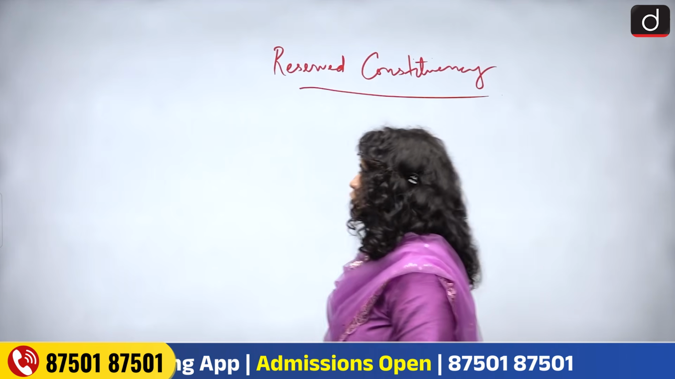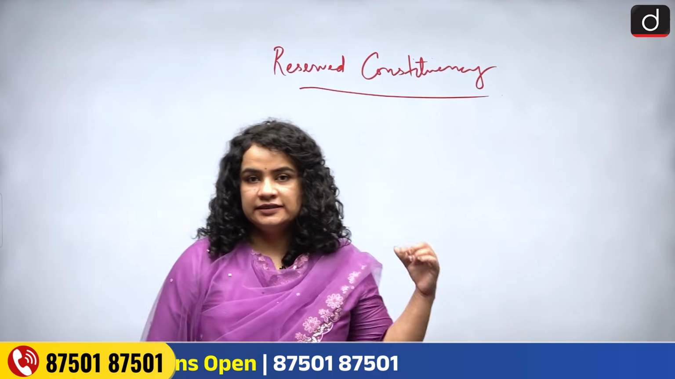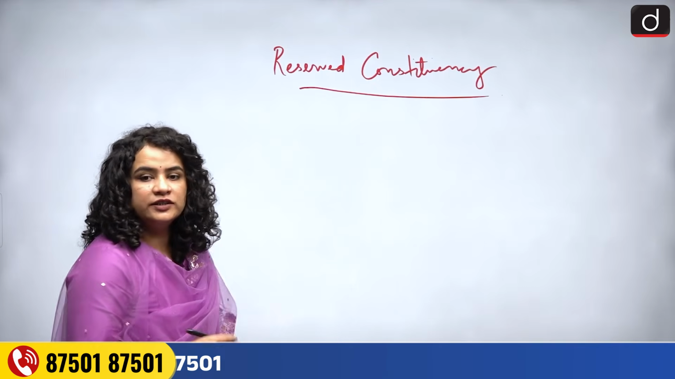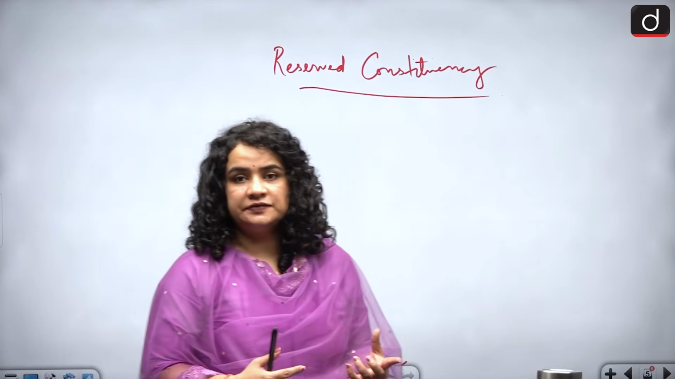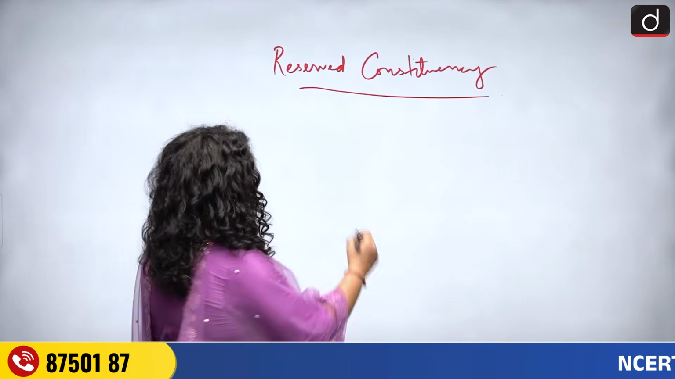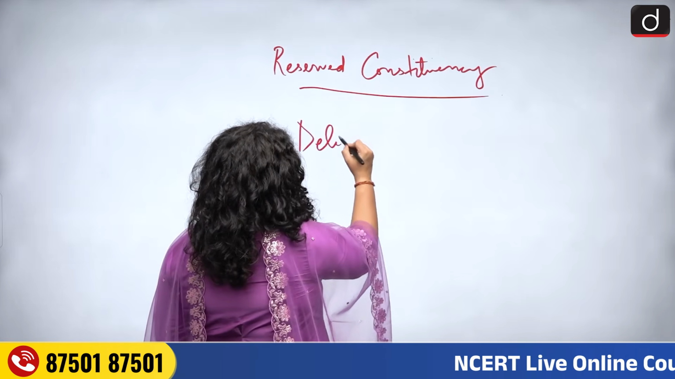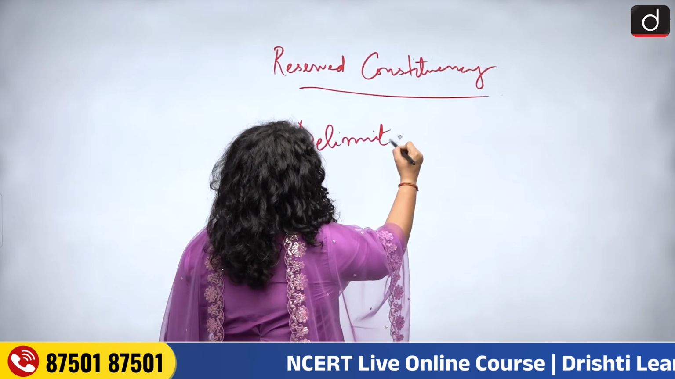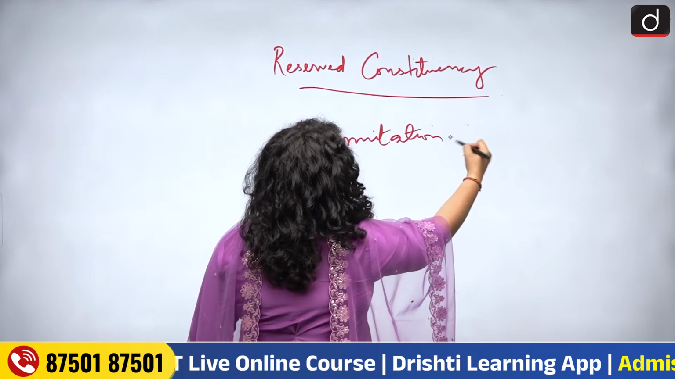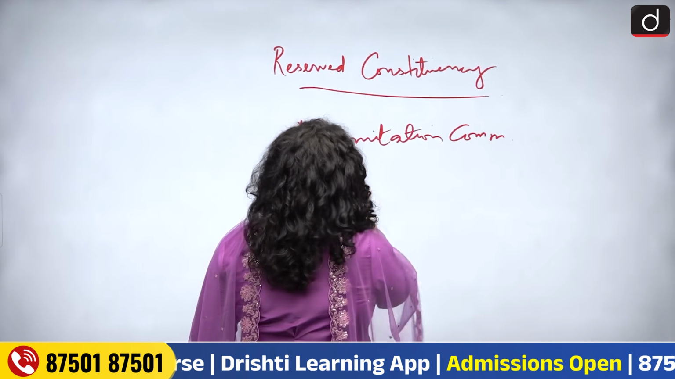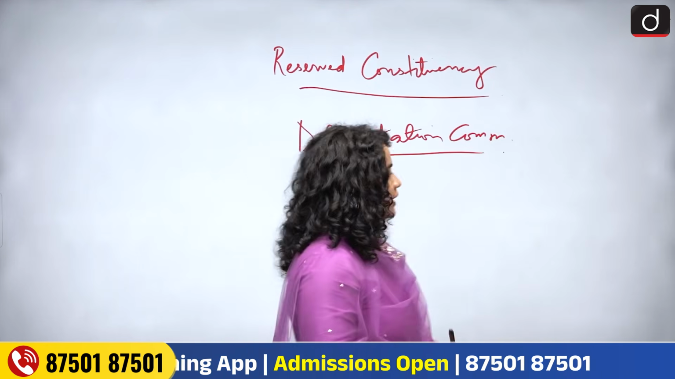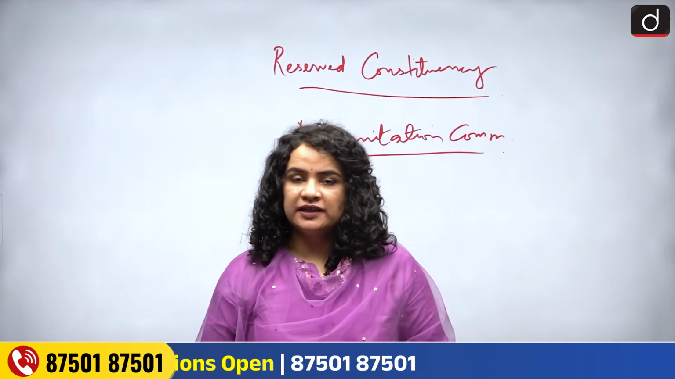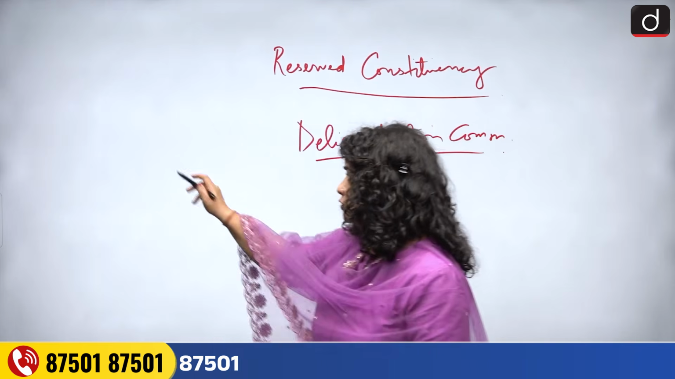Now this reserved constituency, or which constituency is to be reserved, is decided by the Delimitation Commission. The Delimitation Commission. Now, in India, we know that the first past the post system is followed.